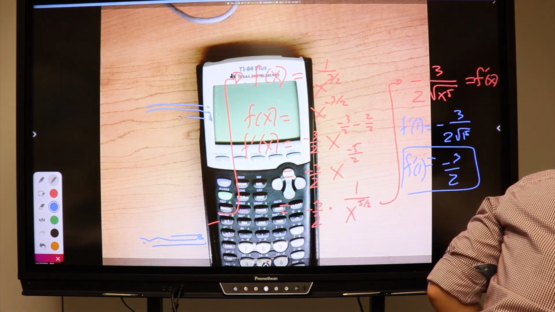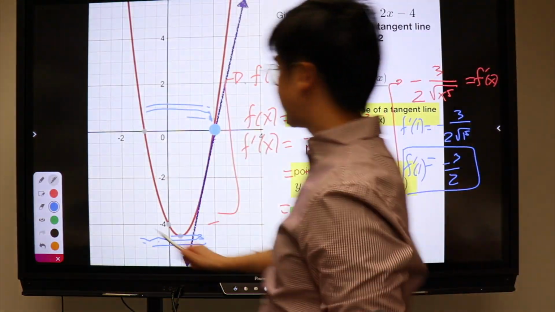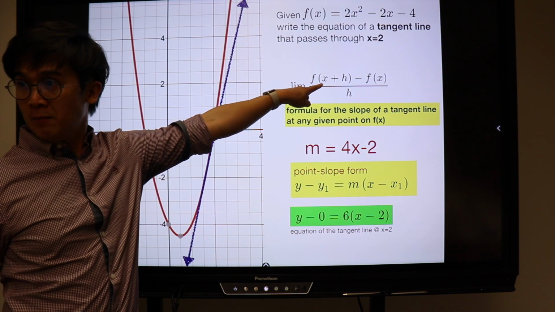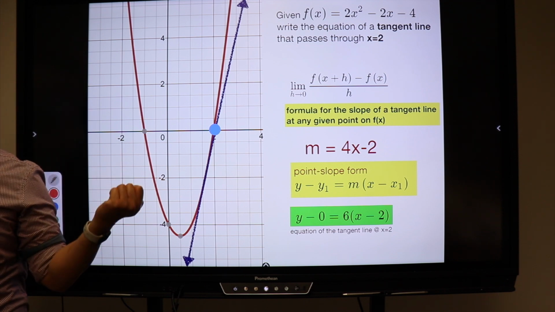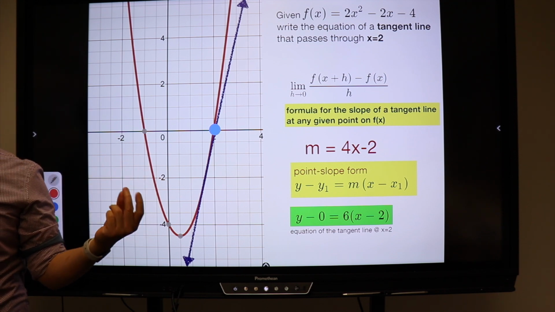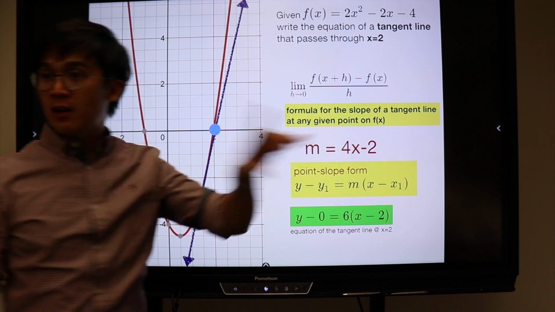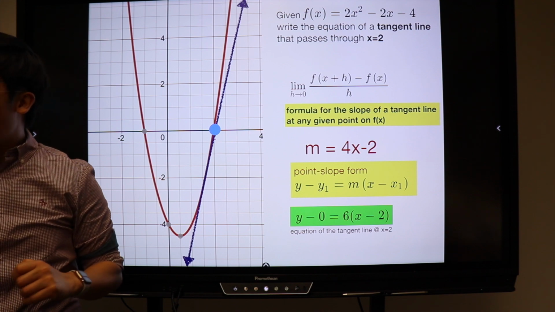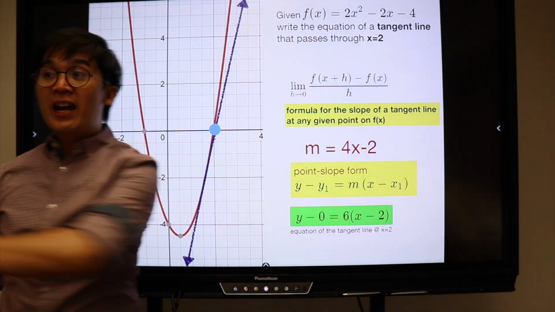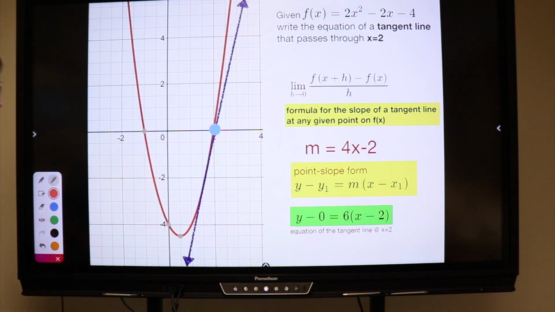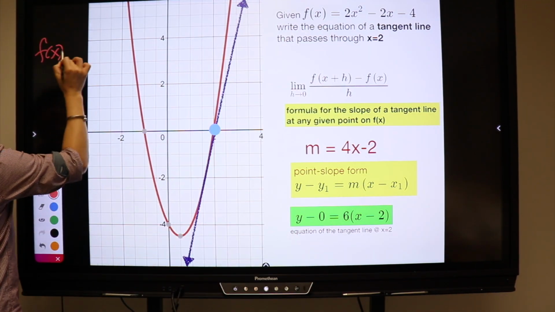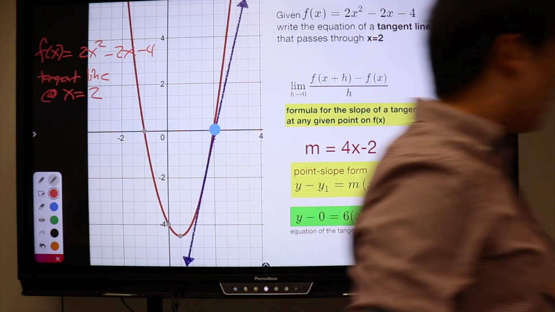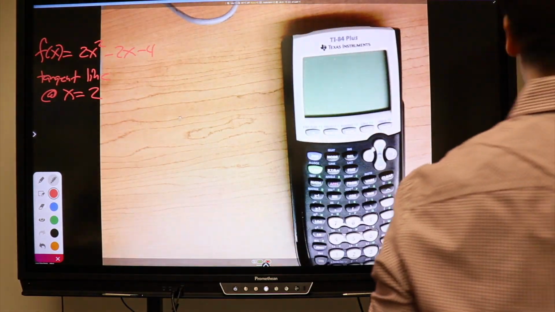The example that we used a while ago, like this one right here. Remember this example? It took us a while, right? When we used this formula, and then we're able to answer it easily and quicker using the derivative rules. Now, how are we going to use the calculator so that we can find the equation of a line a lot easier in any given function? I'm going to write the function first. That's all you need.